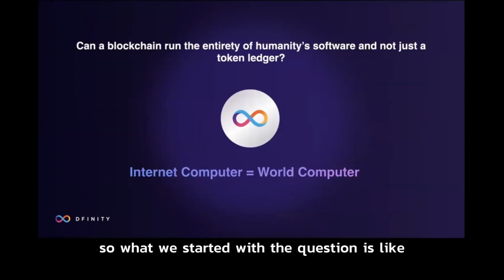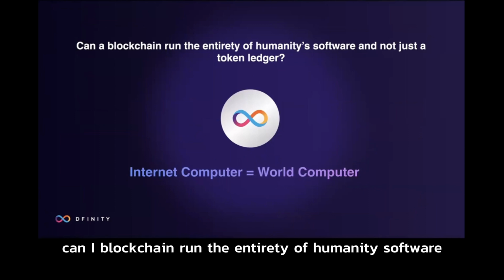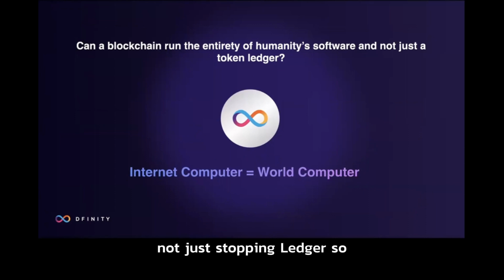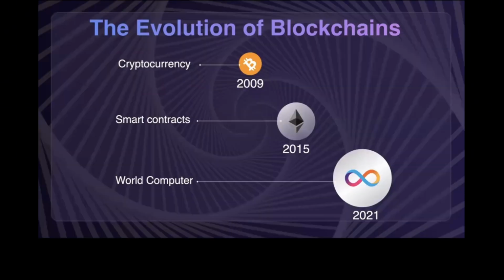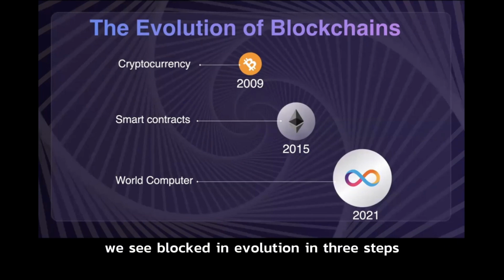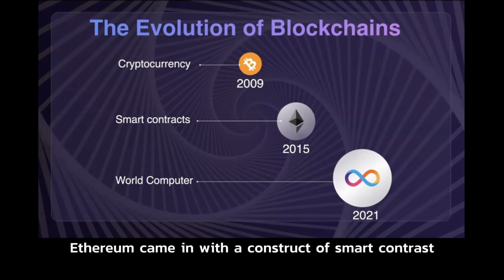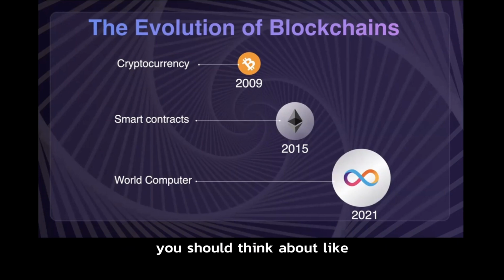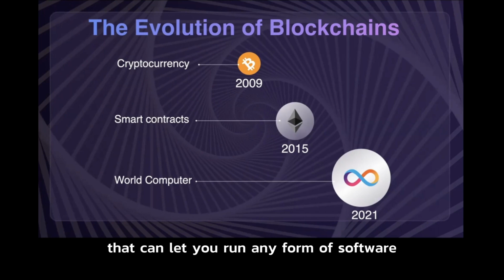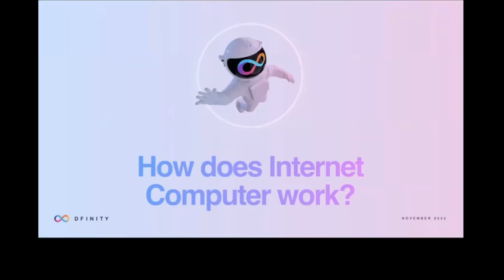So we started with the question: can a blockchain run the entirety of humanity's software, not just a token ledger? That is the vision of the Internet Computer as a true world computer. We see blockchain evolution in 3 steps. One was Bitcoin, the classic digital gold use case. Then Ethereum came in with smart contracts, which introduced to the world the construct of trustless computing. And if you think about the Internet Computer, here's a blockchain that can let you run any form of software end-to-end, 100% on-chain.